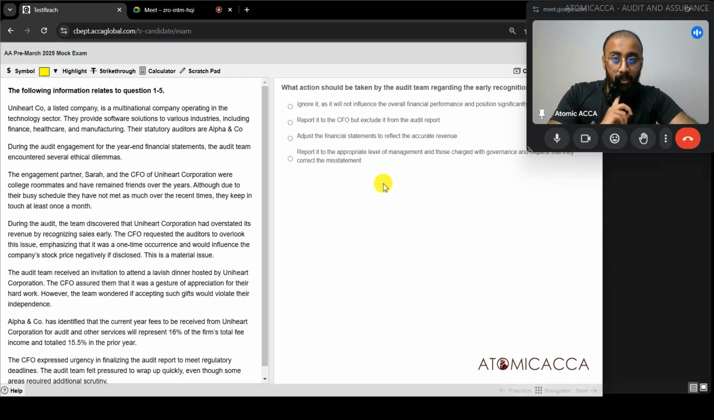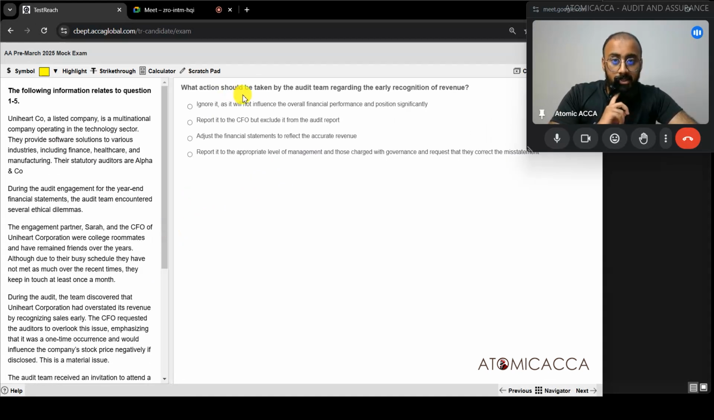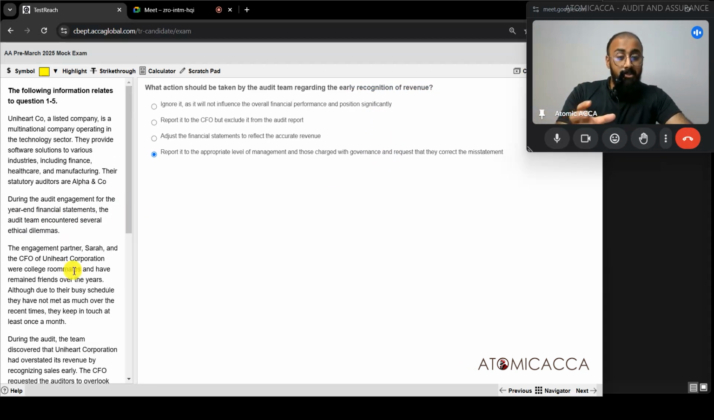Let's go to next one. Same case study, question number 2. What action should be taken by the audit team regarding the early recognition of revenue? So the case study was telling that due to early recognition, they don't want to change it because it's a material thing and it could affect the share price negatively. So, number one, ignore it as it will not influence the overall financial performance and position significantly. Wrong. It's already mentioned there, it's a material thing. So, if not recorded, it is going to influence the performance. So, option 1 is wrong.